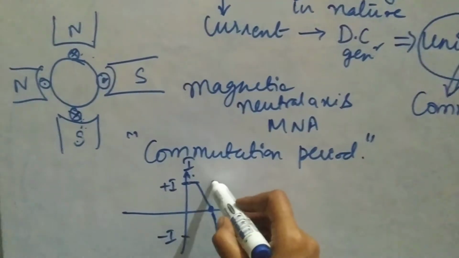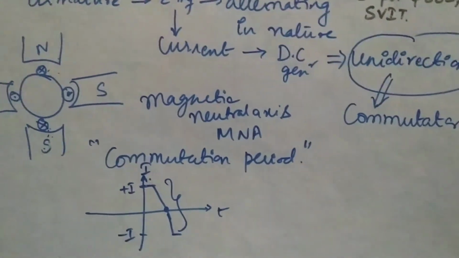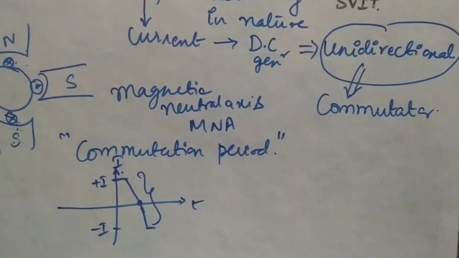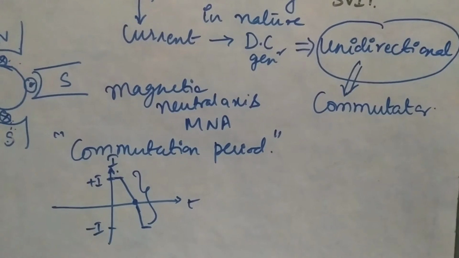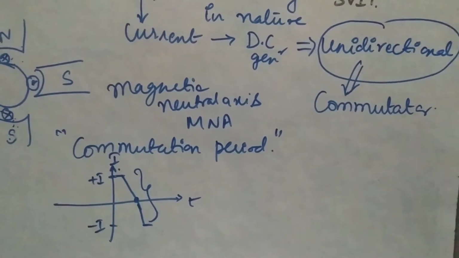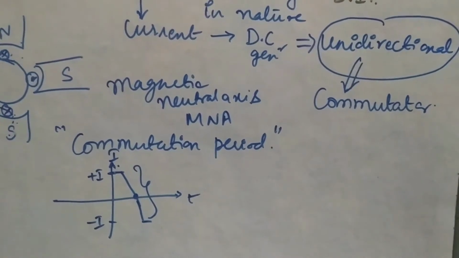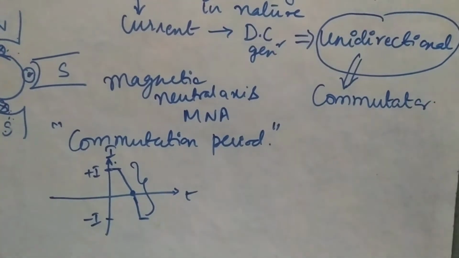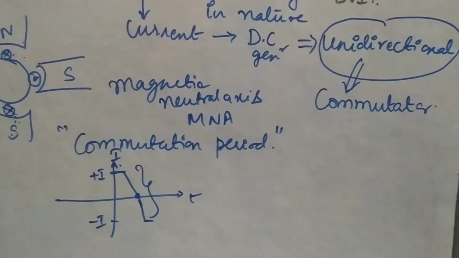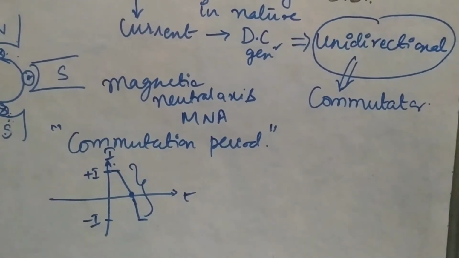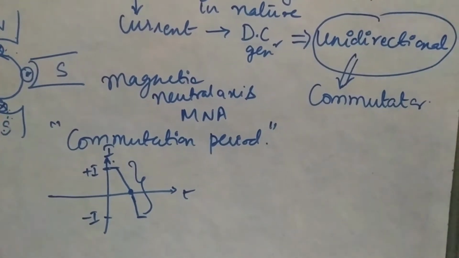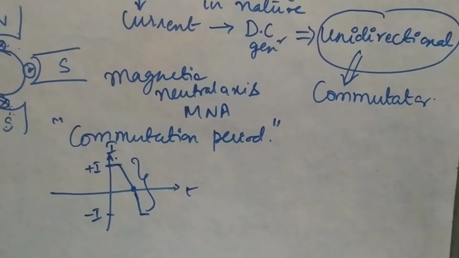To perform this operation, a spark will be produced between the commutator and the brush if the current is not reversed in time. If this continues, it is definitely going to damage both the commutator and the brush, and we don't find smooth operation of the reversal of current.